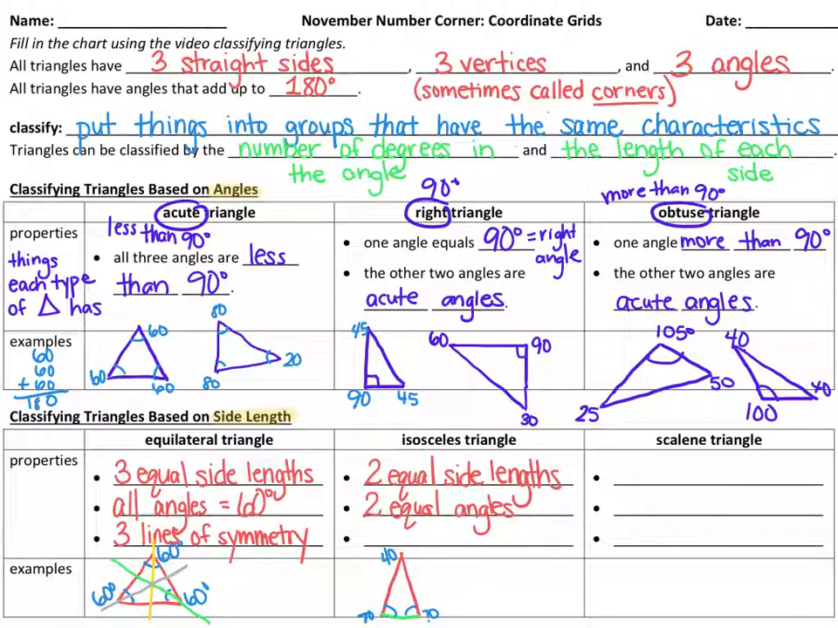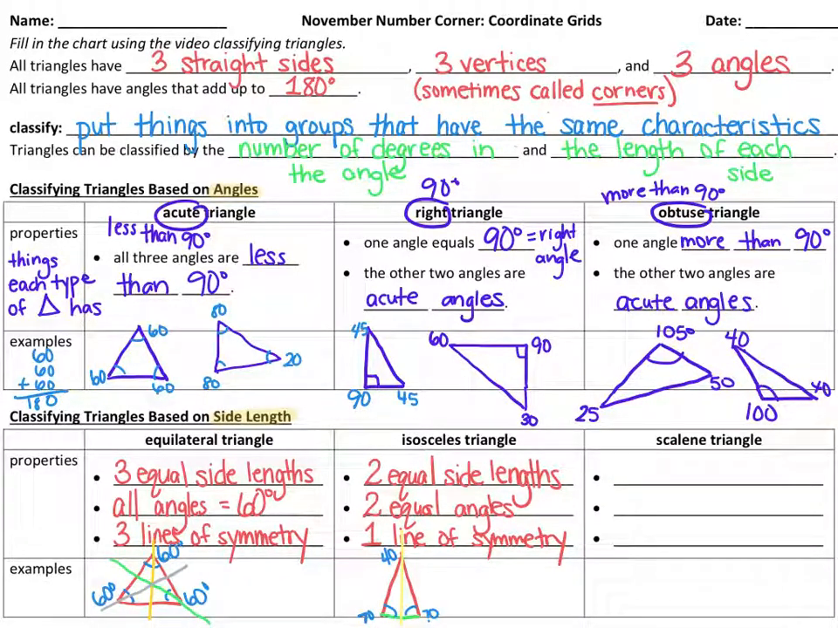And isosceles triangles also only have 1 line of symmetry. Can you tell where the line of symmetry is going to be? Right here. 1 line of symmetry. Pause the video, get that all done, then unpause it, and we will go on to scalene triangles.